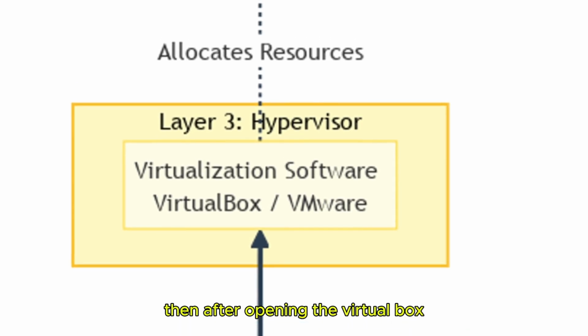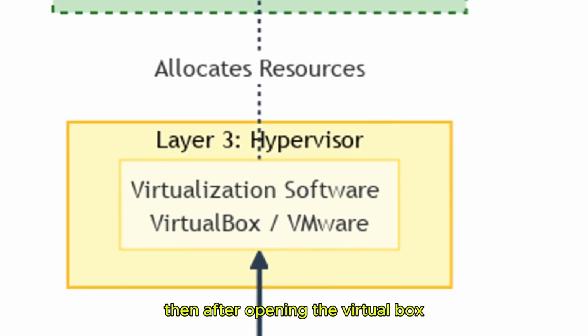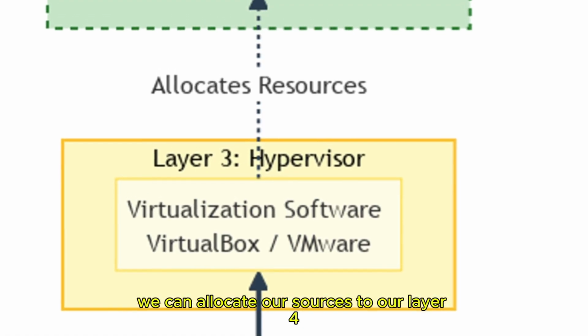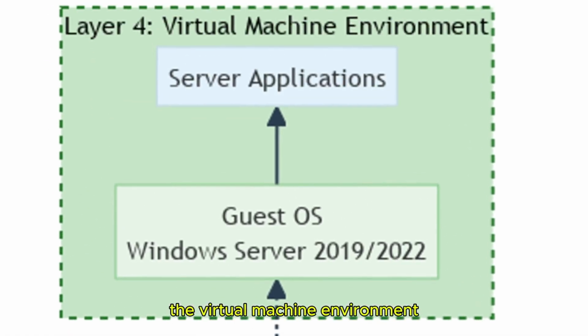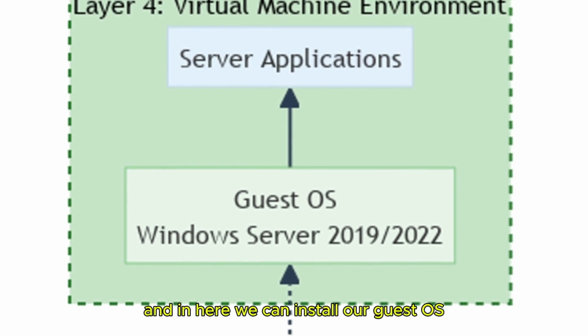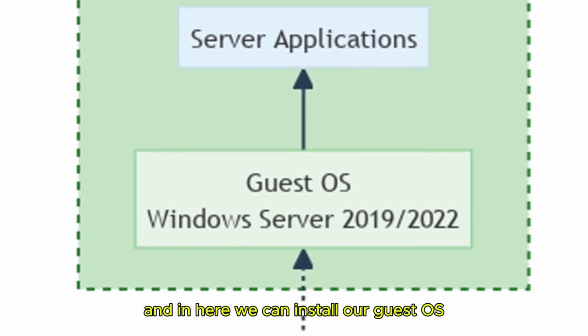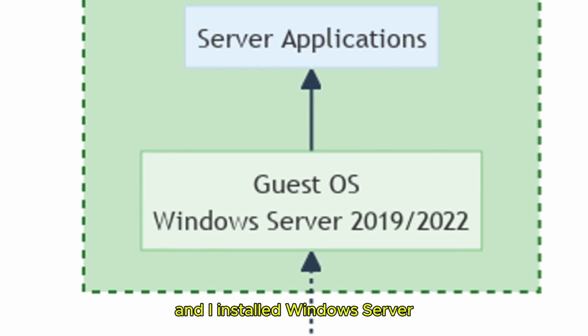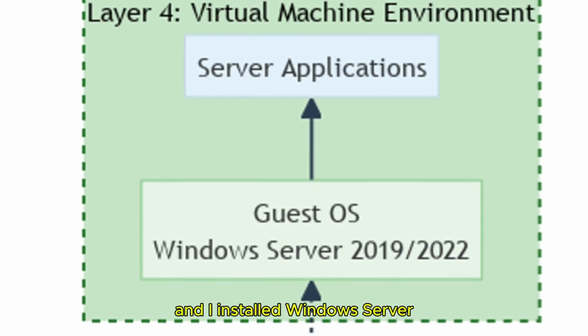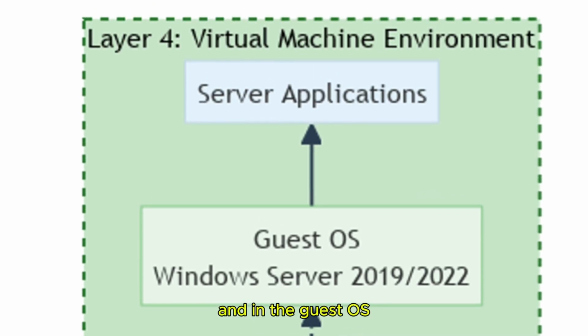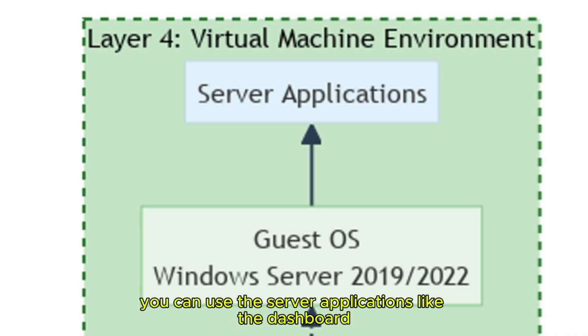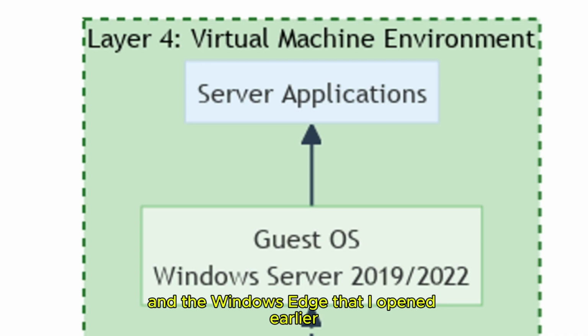Then after opening the VirtualBox, we can allocate resources to our layer 4, the virtual machine environment. And in here, we can install our guest OS, and I installed Windows Server. And in the guest OS, you can use the server applications like the server dashboard, and the Microsoft Edge that I opened earlier.